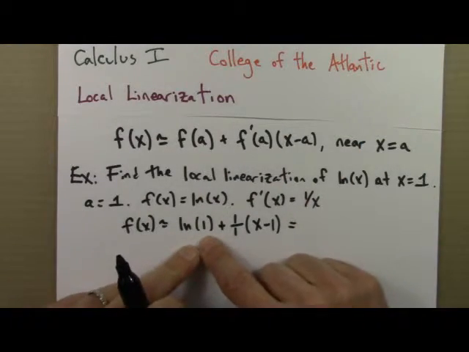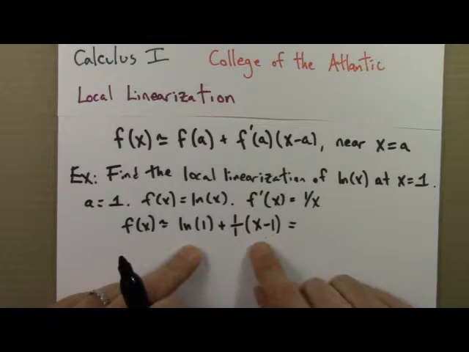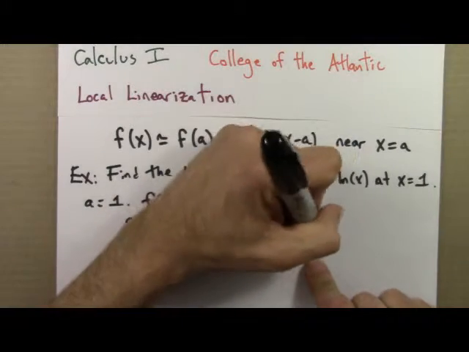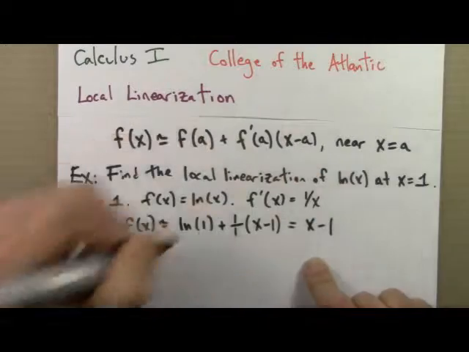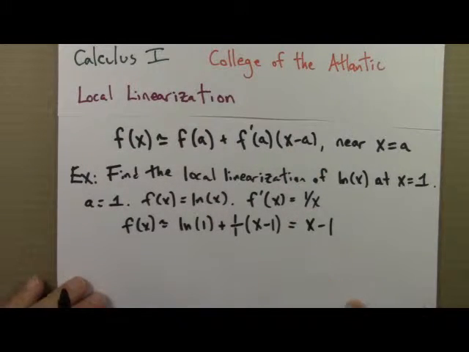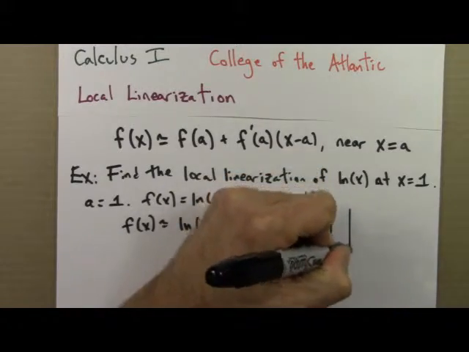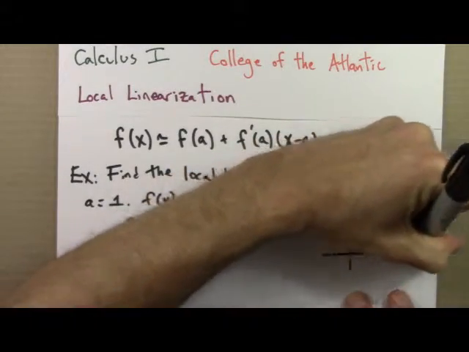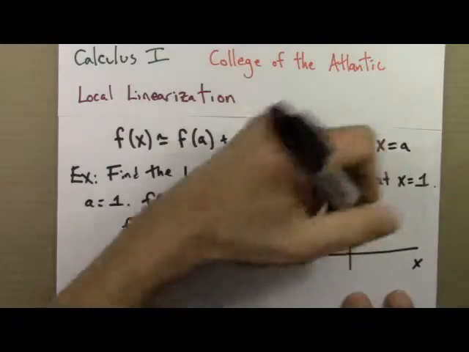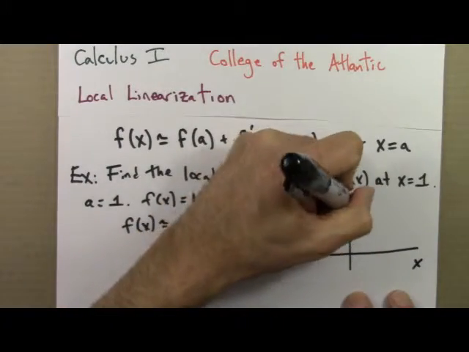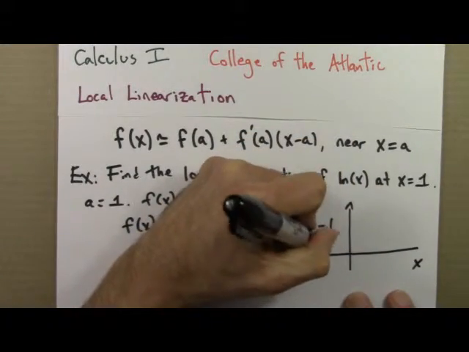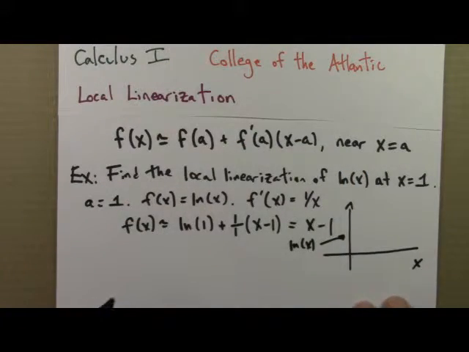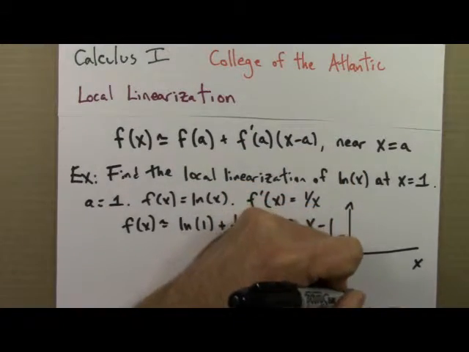Log of 1 is 0. That's nice. 1 over 1 is 1. So this whole thing is x minus 1. So let's think about this geometrically for just a moment. I'll try to draw this over here. Here's x. This is log of x. And remember that the natural log function looks like this.